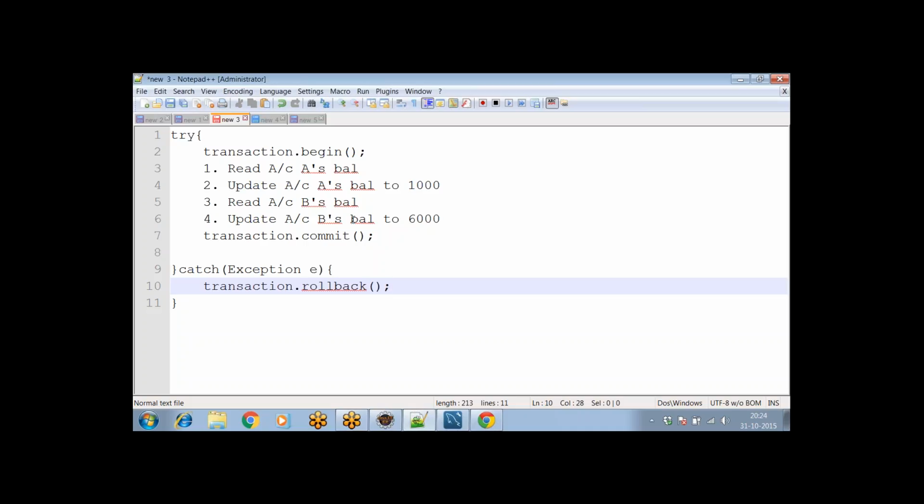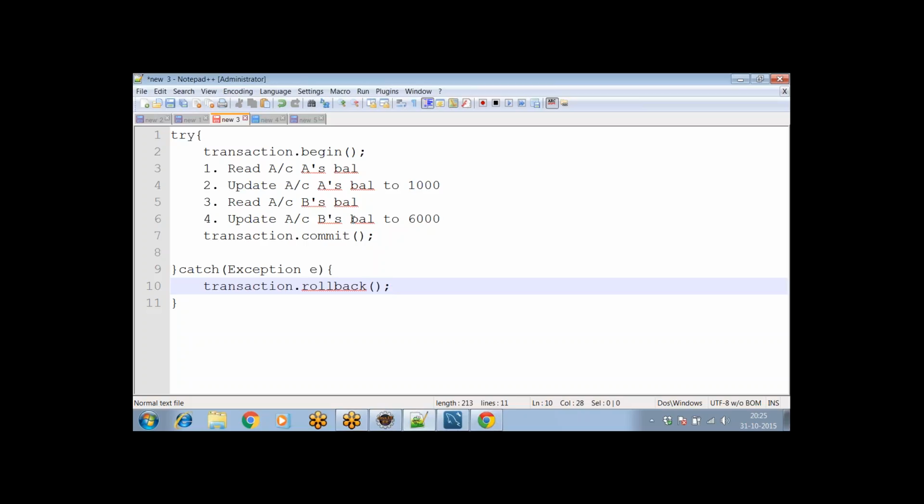So if there are any issues, we should make sure that the transaction will not leave the database in an inconsistent state. Transaction should not leave the database in an inconsistent state. Yes, that is very important. Always that consistency should be maintained.